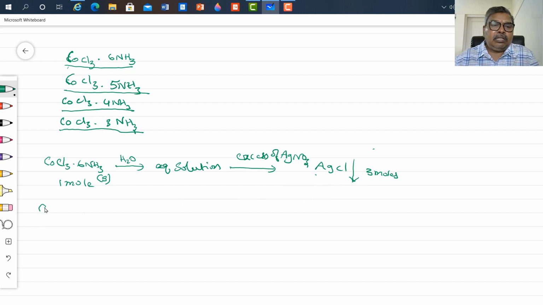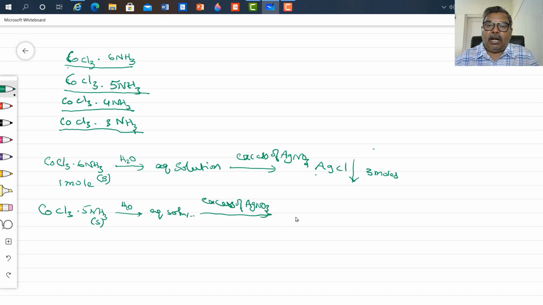Now see, CoCl3, 5NH3 crystals, solid, dissolved in water, so an aqueous solution is formed. Again the aqueous solution is treated with excess of AgNO3 and AgCl is precipitated, and if it is 1 mole of the salt, then he got 2 moles of silver chloride.